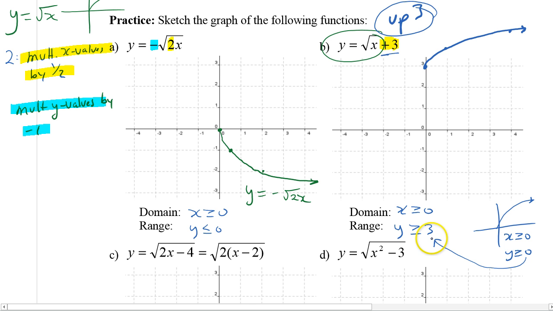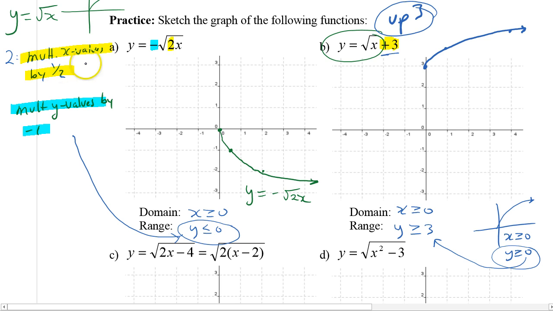That's exactly what happened when we had this reflection, when we multiplied our y values by -1. Instead of having y is greater than or equal to 0, we had a reflection, so y became negative, so y was less than or equal to 0. So this change from y is greater than or equal to 0 to y is less than or equal to 0 came as a result of this transformation over here, multiplying the y values by -1.